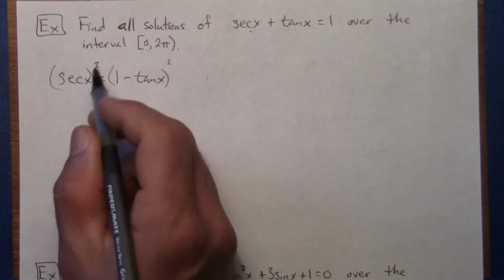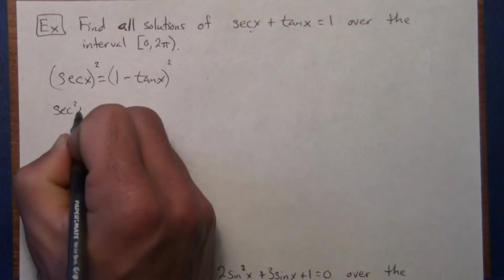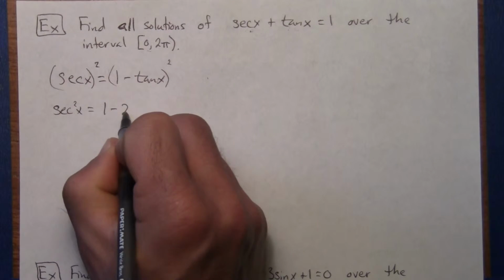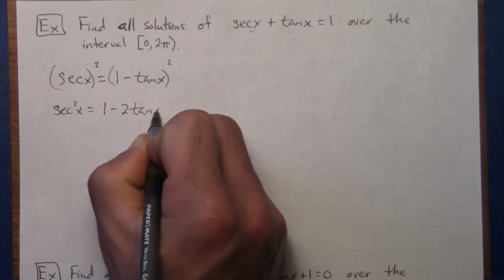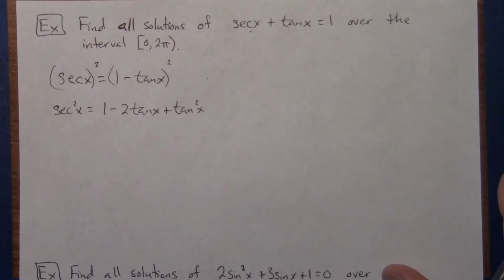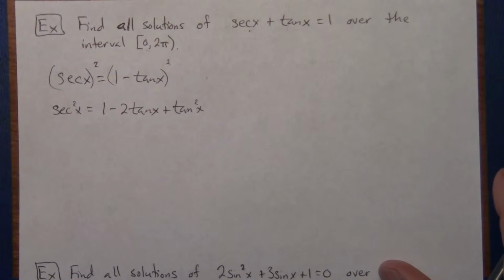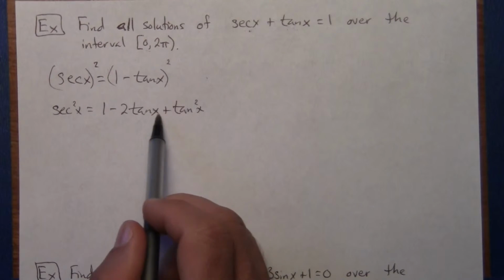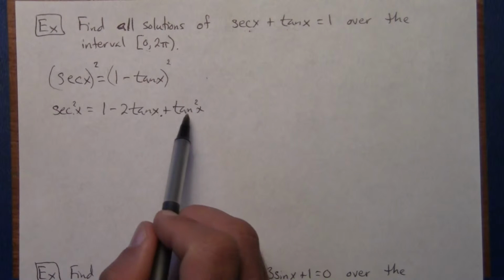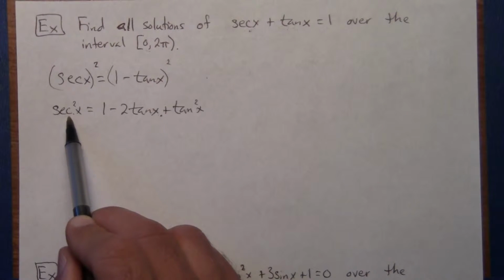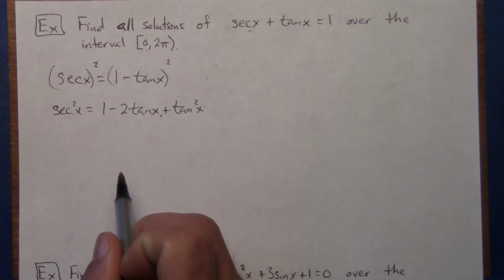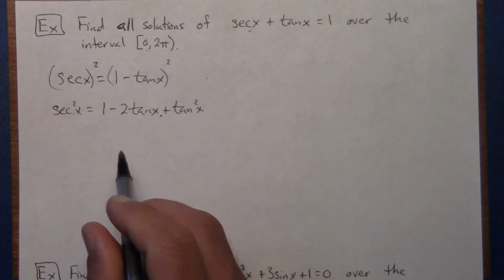Alright, so squaring this term, that's not so bad. It's just secant squared x is equal to, remember to multiply or FOIL that out, that's going to give you 1 minus 2 tangent x plus tangent squared x. Alright, now the reason I did that is I still have 2 different trig functions which I do not want, but I can change secant squared into a tangent squared term, and then I'll have nothing but tangents in here, which is good. Then I can go ahead and try to factor or do whatever else I need to.